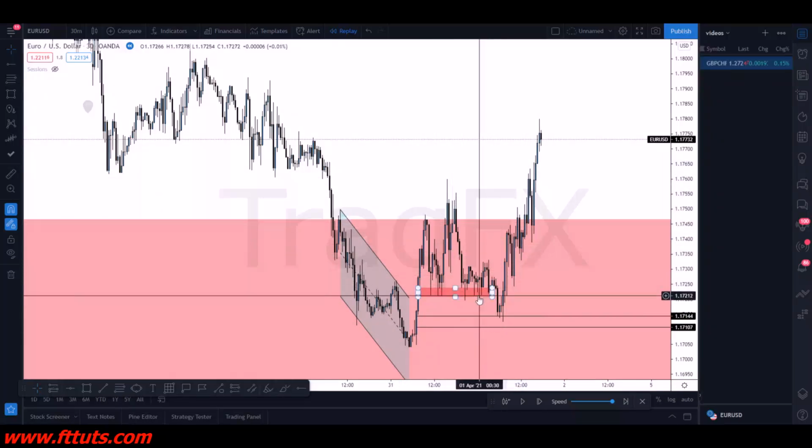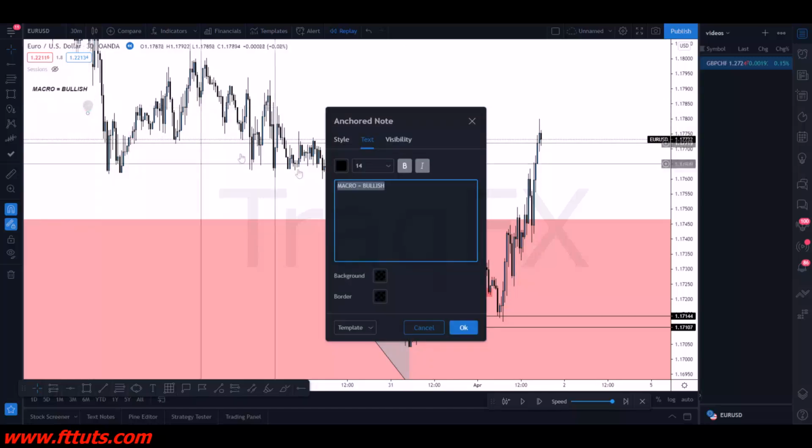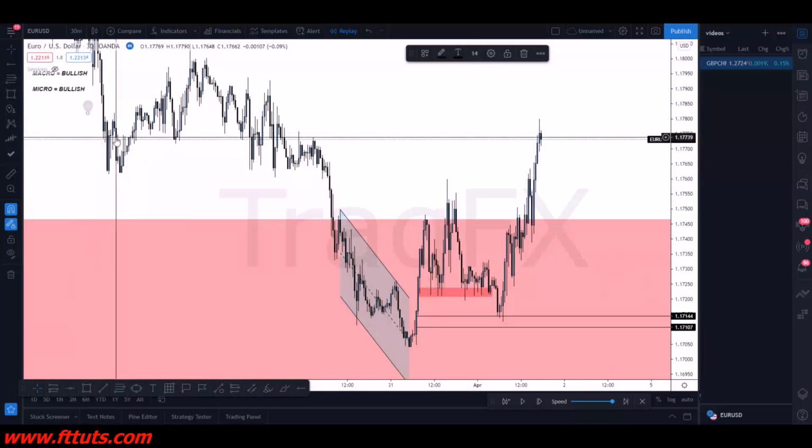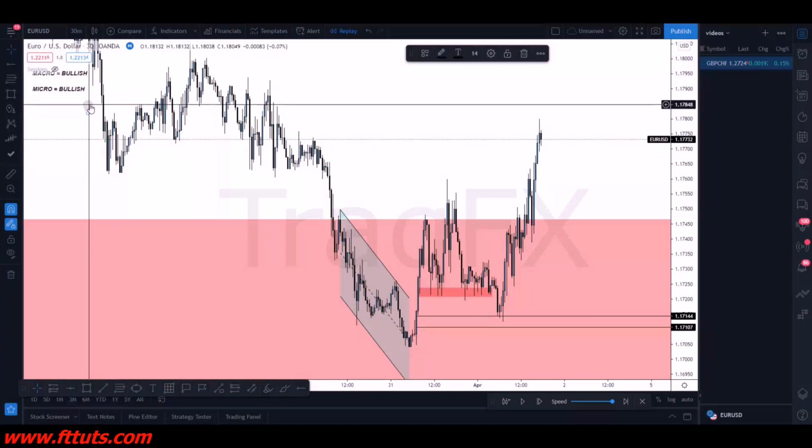Now what were our confirmations for this trade? Well, one, we broke structure, so now the micro is bullish as well. Now I'm going to write that down. Micro equals bullish. Boom. Remember this mathematics in your head. I'm going to write this down and I want everyone to remember this.